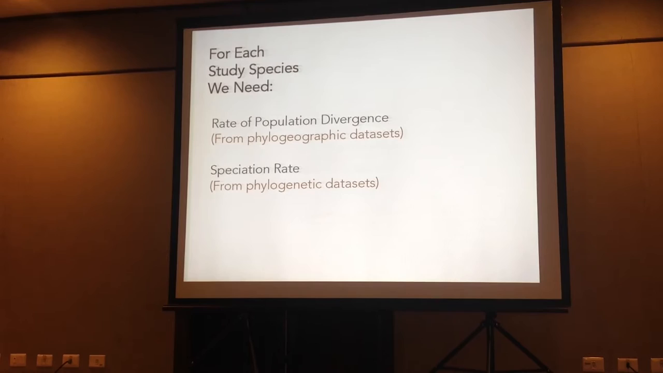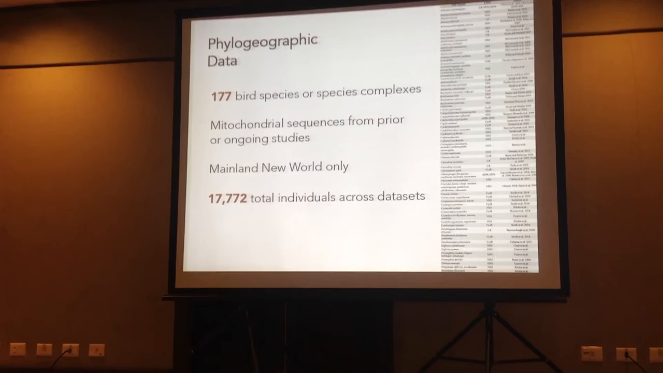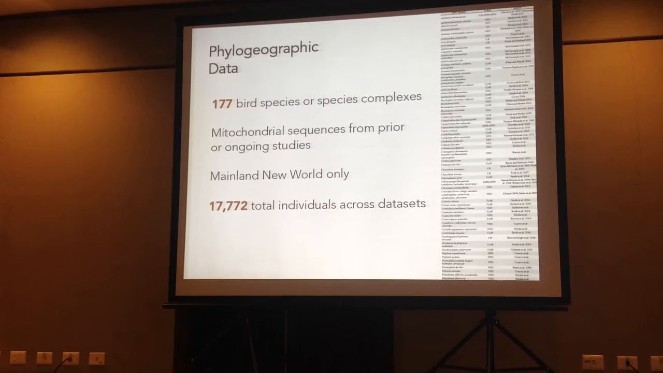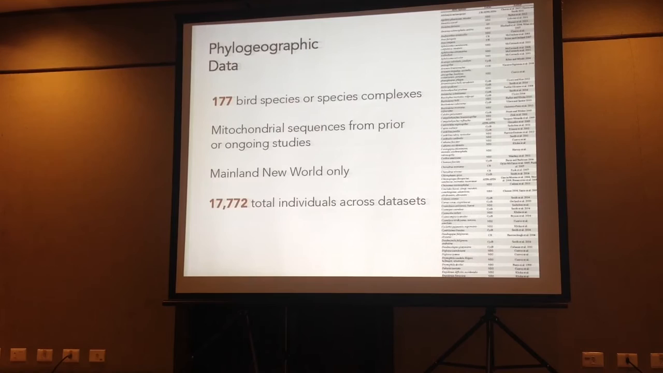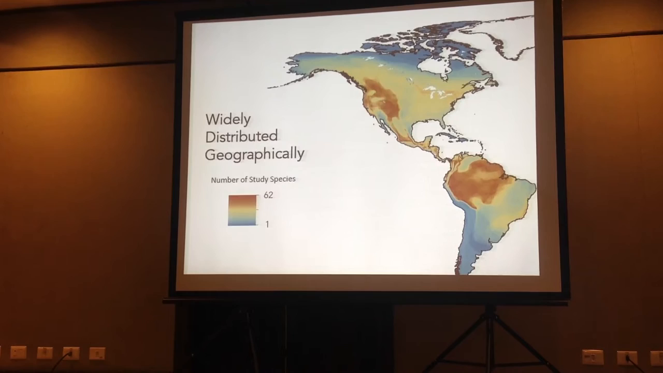So, for our project, we focused on 177 bird species. All of these have mitochondrial sequence data from either prior or ongoing studies. Birds are nice, especially New World birds, for the number of phylogeographic data sets that are available. This resulted in a total of over 17,000 individuals across data sets, so over 100 samples per species. Our study species are widely distributed geographically within the mainland New World, and also widely distributed phylogenetically across the avian tree of life.